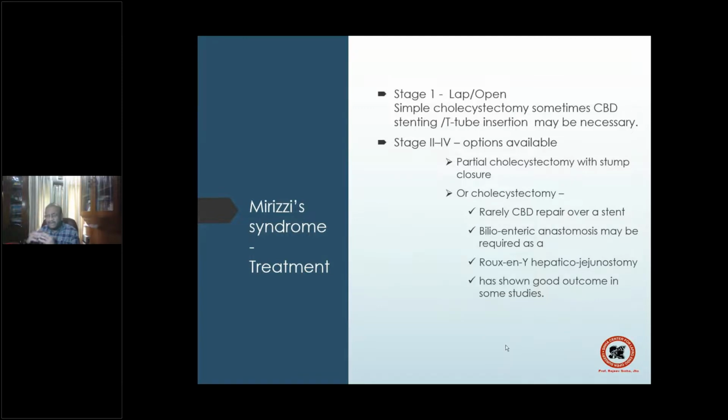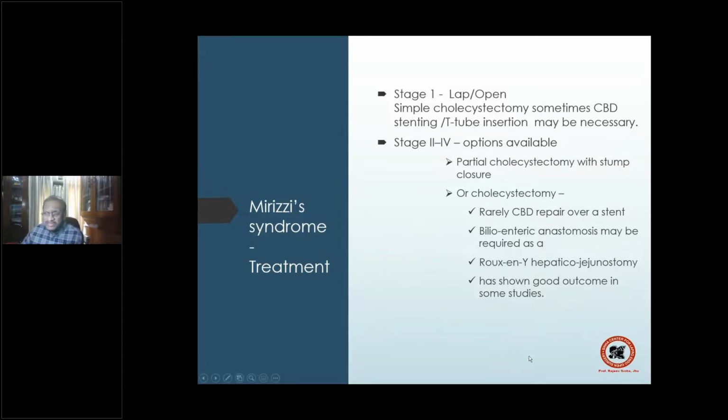required. But if you manage to damage the CHD, then of course you have to go in for stenting of the CBD, either endostenting or external stenting with the help of T-tube insertion. But if you have stage 2 to 4, which are some degree of adhesion with fistulization, then a partial cholecystectomy is the best option if you have gone in laparoscopically and you made a diagnosis on the table. Then do a partial cholecystectomy with stump closure, which we talked about in the earlier slide.